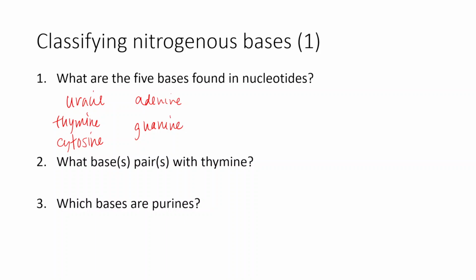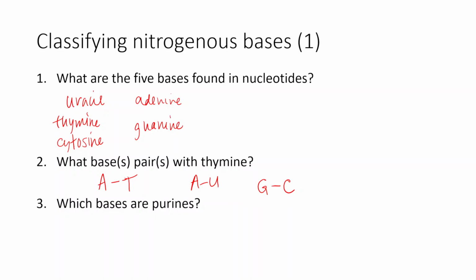And which one of those, besides thymine, which one of the other 4 pairs with thymine? Yes, adenine pairs with thymine. What else can pair with adenine? Uracil. Yeah, excellent. But thymine can only pair with adenine, and as we also know, guanine can only pair with cytosine.